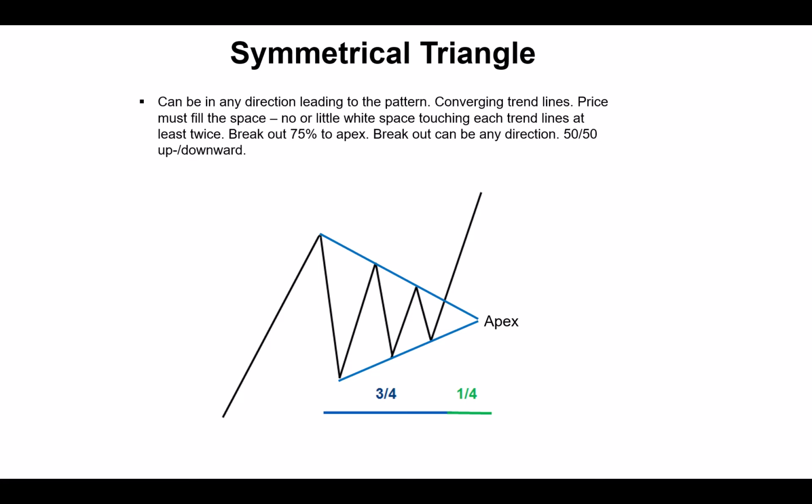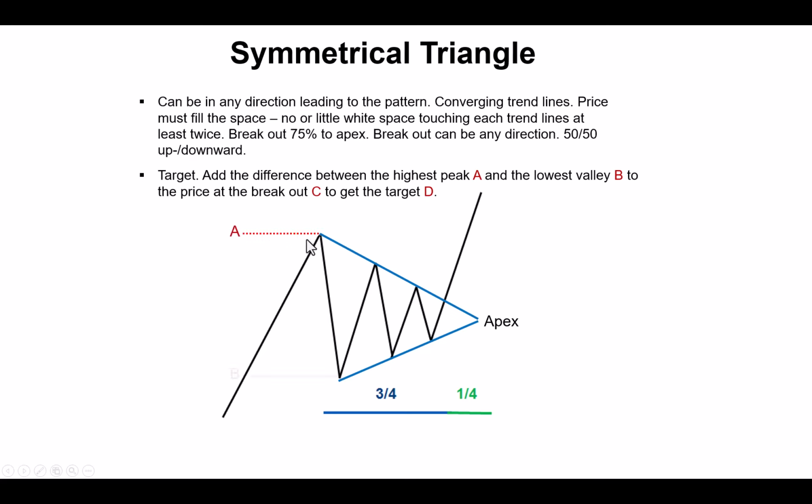So how do we then calculate the target price after it breaks out? Well, you take the highest point and the lowest point, A minus C, and that distance or difference you add, if it breaks out to the bullish side, to the upside, to the breakout price, and then you have target D. And again, this is a rule of thumb. It is not given that it will actually move to that level. It could be stopped a little bit earlier, or it could move even further.